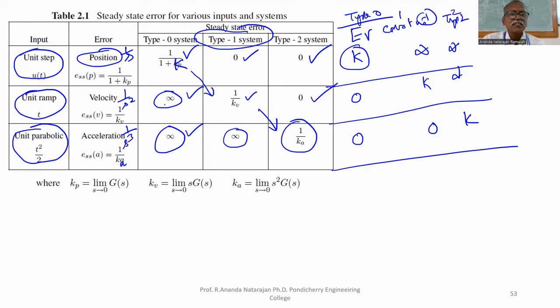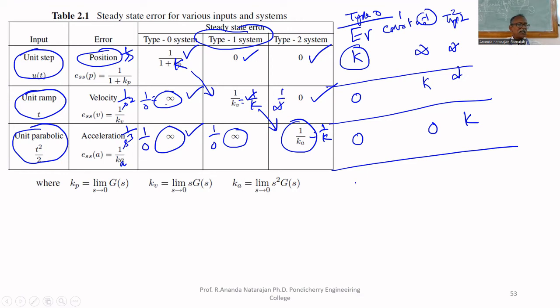Here, what is the steady state error for a type 0 system? For velocity input, 1 by 0, that's why infinity. Here K, that is equal to 1 by K. Here 1 by infinity, that's why 0. Here 1 by 0, that's why infinity. Here 1 by 0, that's why infinity. Here that is equal to 1 by K. Therefore, this 1 by K is moving downward as the type number increases.